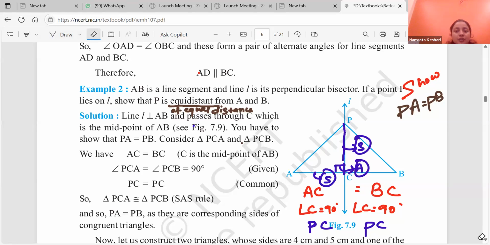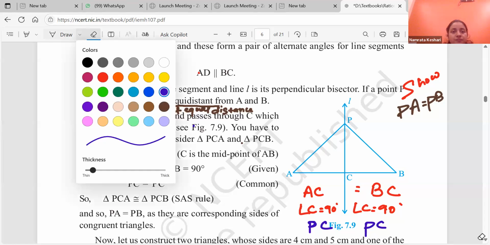Now we need to write the names properly so that we can show that PA and PB are the same. It was not the purpose to prove the congruency. We didn't even think about the congruency. We just wanted to show that PA and PB are the same. But then we realized that if we prove these two triangles congruent, then we can say that PA and PB are the same by CPCT. Okay, let's do it.